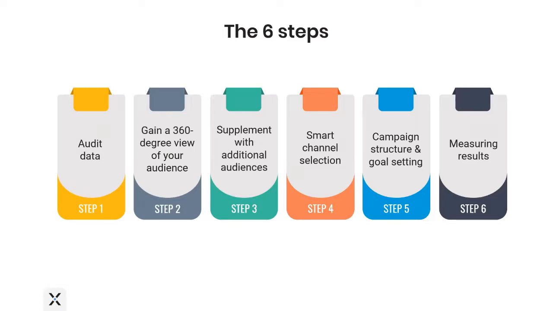We're going to talk about step 3, how you take the 360-degree view and add additional audiences to that. We're going to talk about picking which channels you want to engage in and how to engage in them. We're going to talk about campaign structures and goals and measuring results. So that's the journey we're on for the next, I don't know, 30 minutes or so.